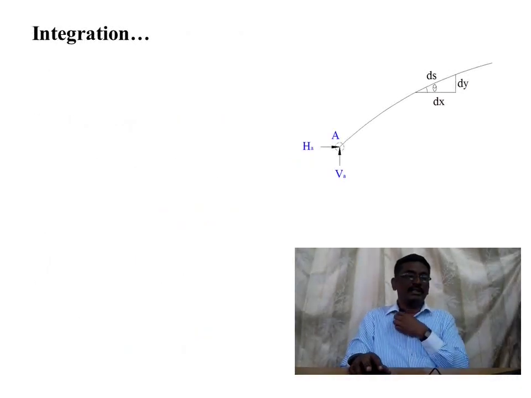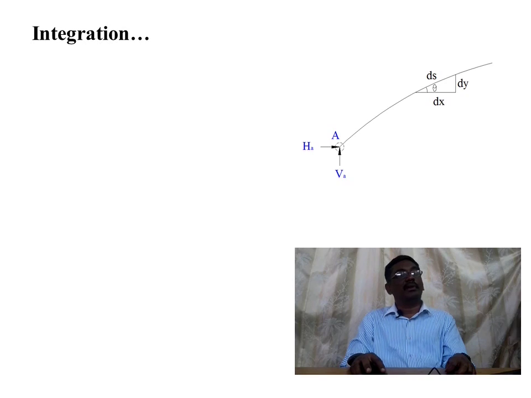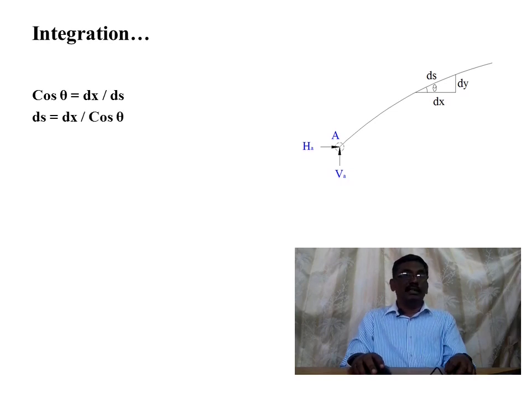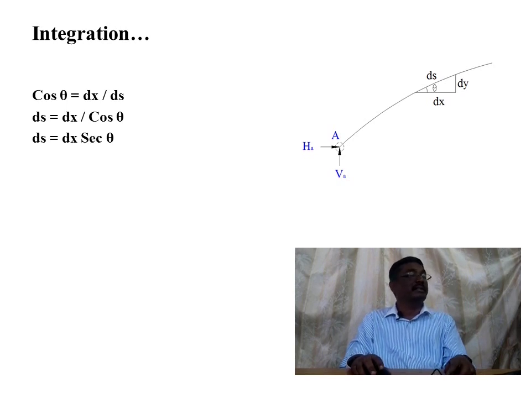Let us now reduce the integral operator ds into dx form. For this, let us consider the arch axis. Let us consider a small element dx and dy like this. The small element along the arch axis, ds, may be split into a horizontal component and a vertical component. The horizontal direction is dx and the vertical direction is dy. The angle the arch axis makes with the horizontal is theta. So cos theta is equal to dx by ds, and ds will be dx divided by cos theta. 1 by cos theta is secant theta. So ds will have the form dx secant theta.